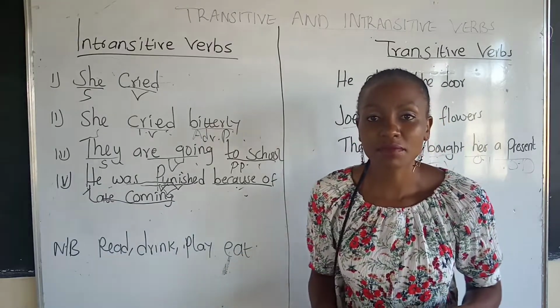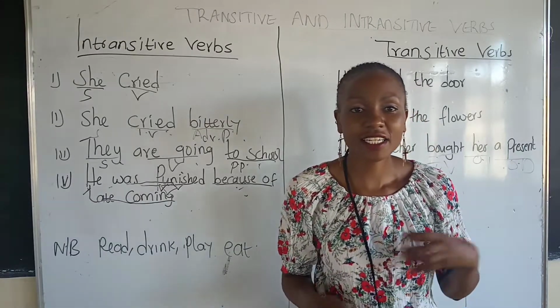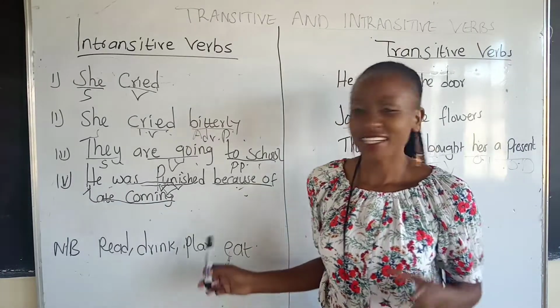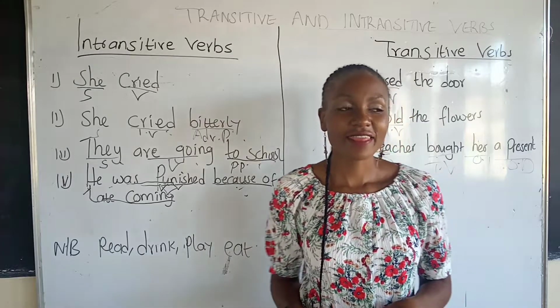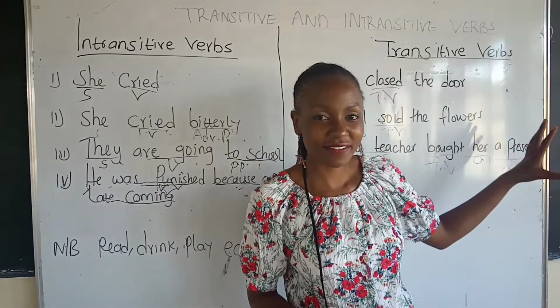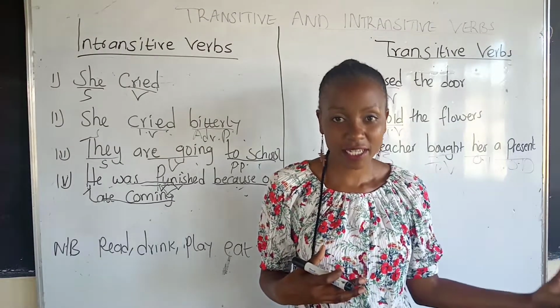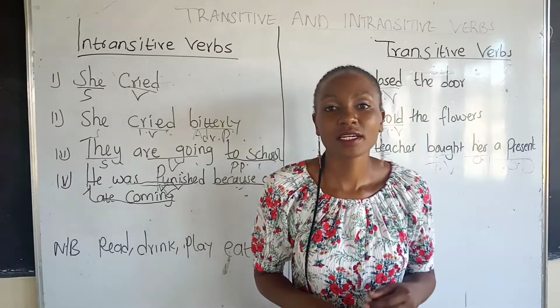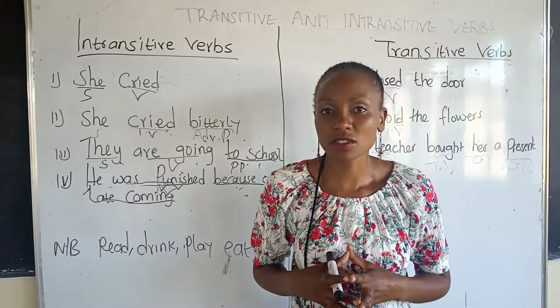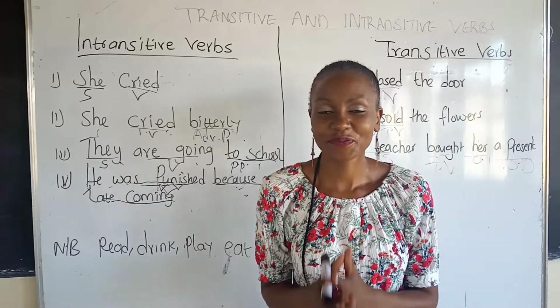There are verbs that can be used transitively and intransitively, like read, drink, play. For example, he reads a novel, that is a transitive verb. He reads slowly, she reads slowly. Reads has been used intransitively because it is not followed by an object.